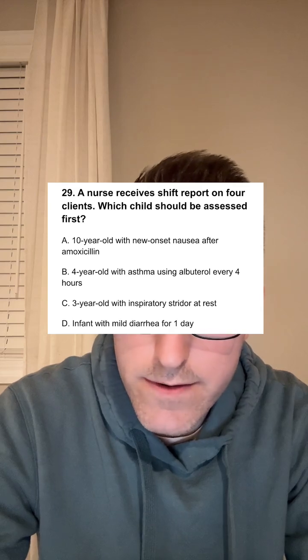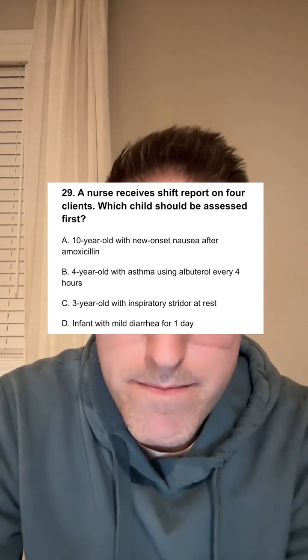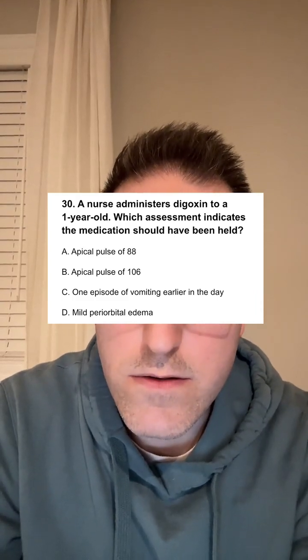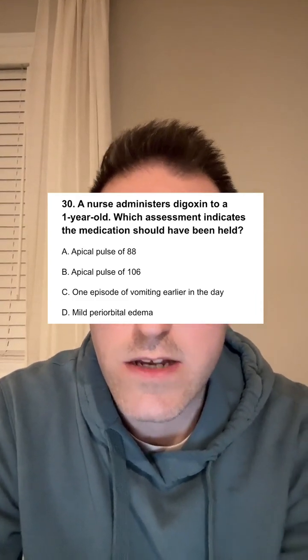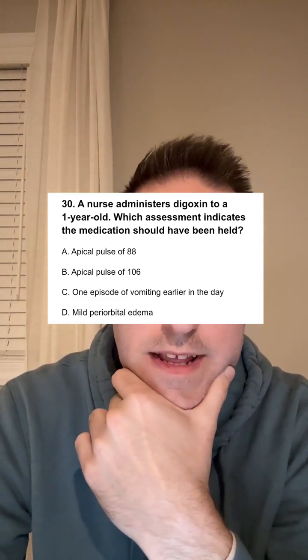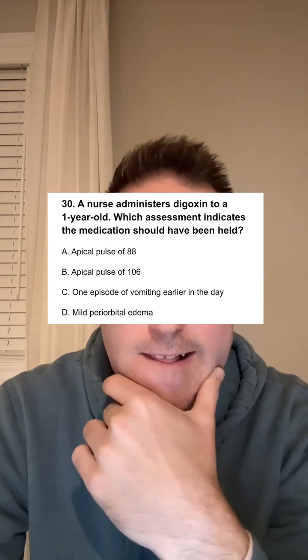I don't think I saw any others. So good job. We are going to 30. A nurse administers digoxin to a 1-year-old. Which assessment indicates the medication should have been held?